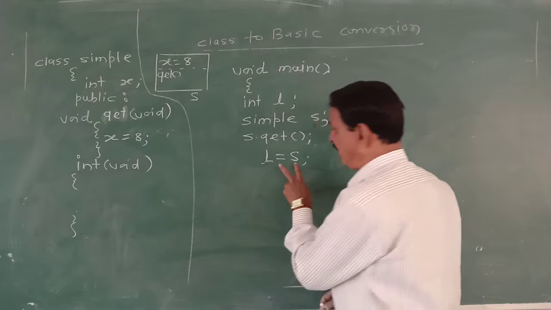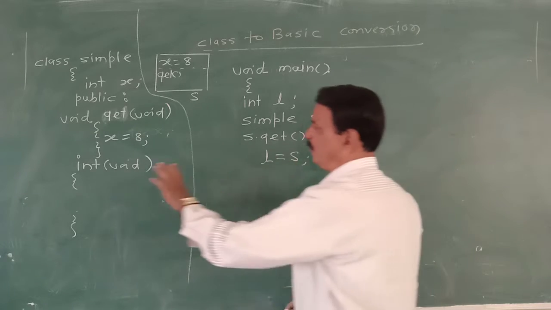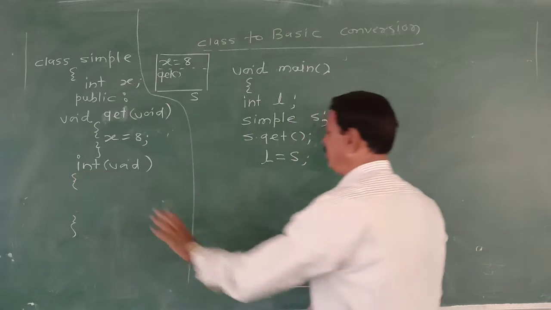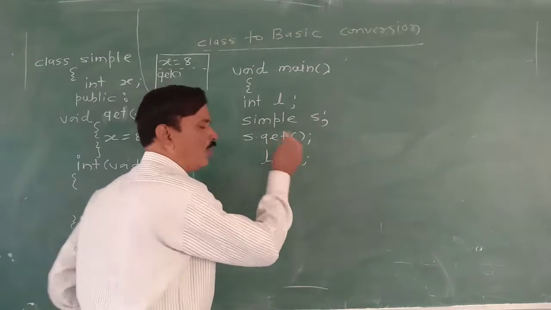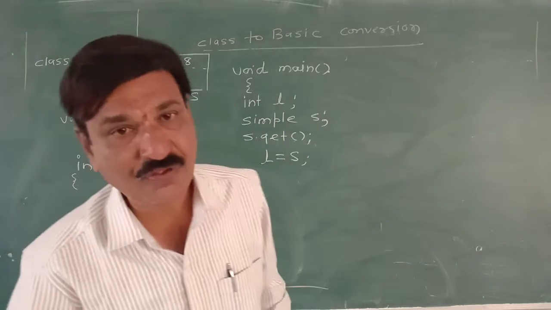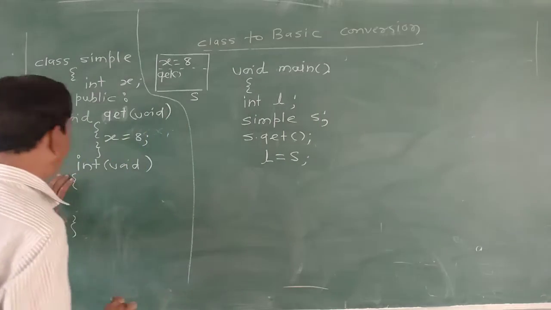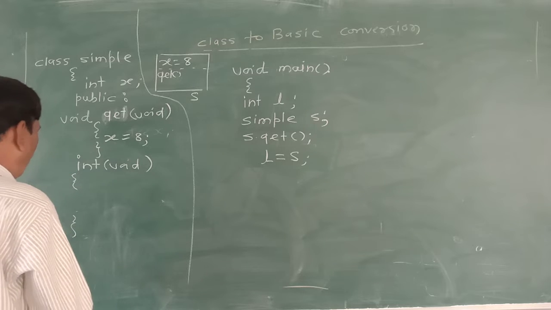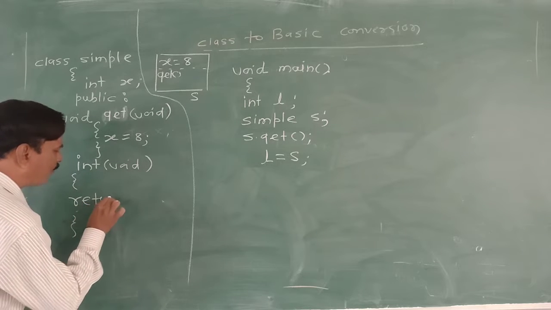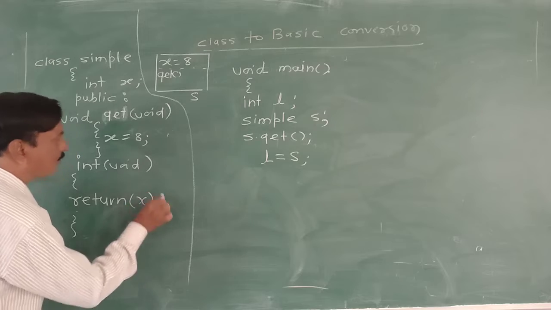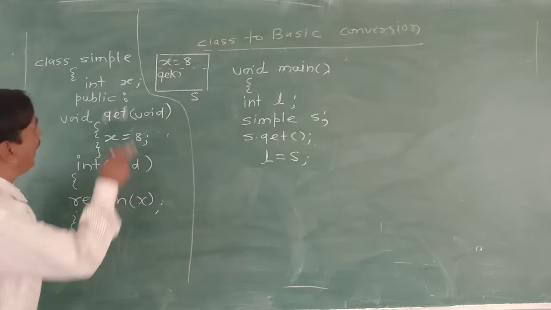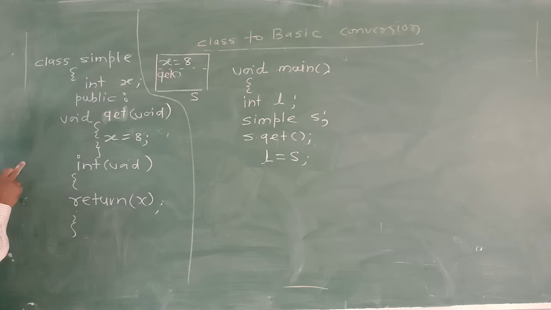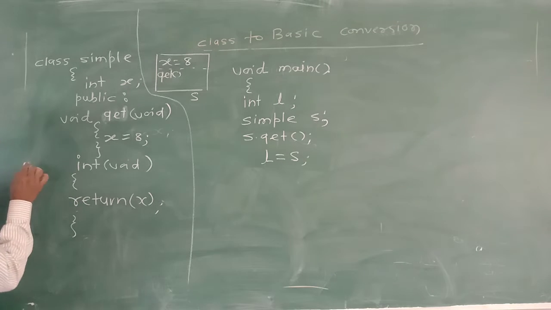Now, as soon as this expression is encountered, this function will get executed. And as this function is executed, we can say L is equal to S. So what happens if L is equal to S? This function will get executed and return will take place. Return X. Now you can ask the question, if it is returning X, here the data type must be int, the return type must be int, and the name of the function is operator int.